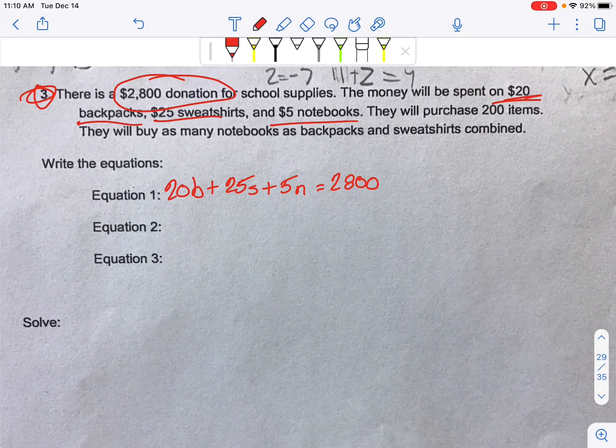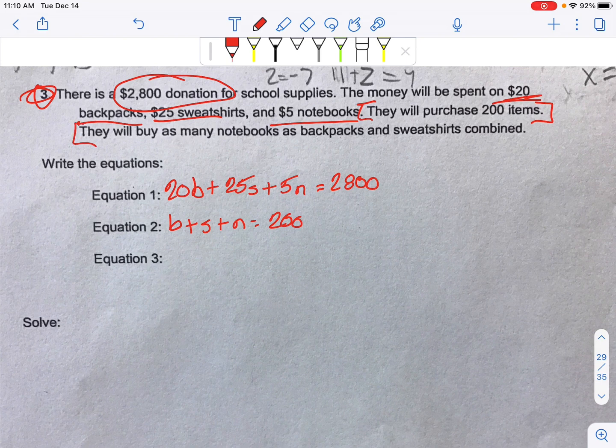Now the next sentence says they will purchase 200 items. So however many backpacks, sweatshirts, and notebooks there are individually, there will be 200 of them total when it's all said and done. So backpacks plus sweatshirts plus notebooks would give us 200. So we got 2 out of our 3 equations written.